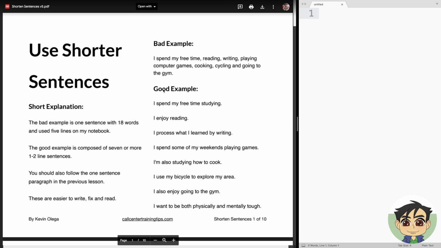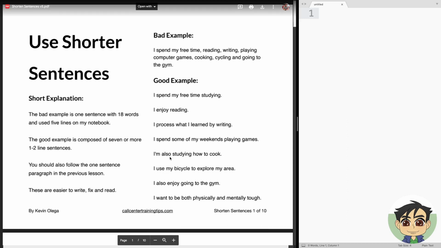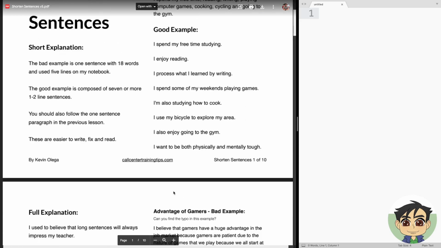So here is the good example. I spend my free time studying. I enjoy reading. I process what I learned by writing. I spend some of my weekends playing games. I'm also studying how to cook. I use my bicycle to explore my area. I also enjoy going to the gym. I want to be both physically and mentally tough.